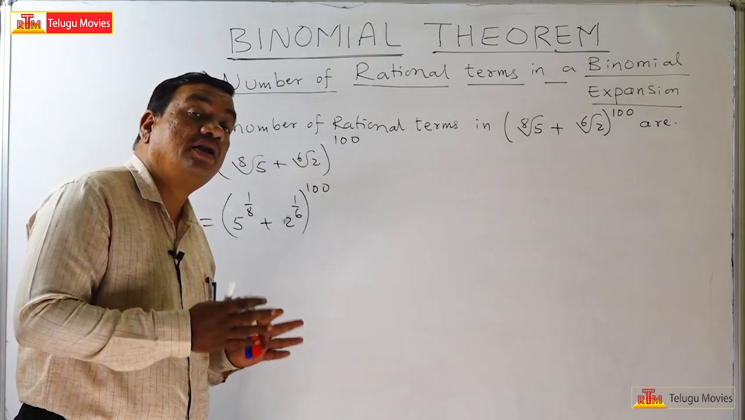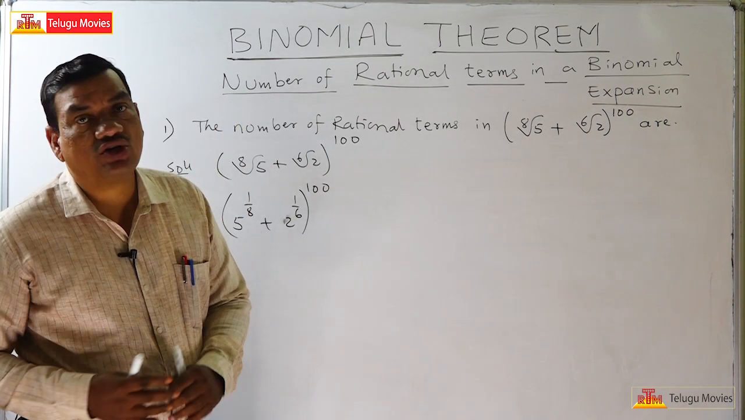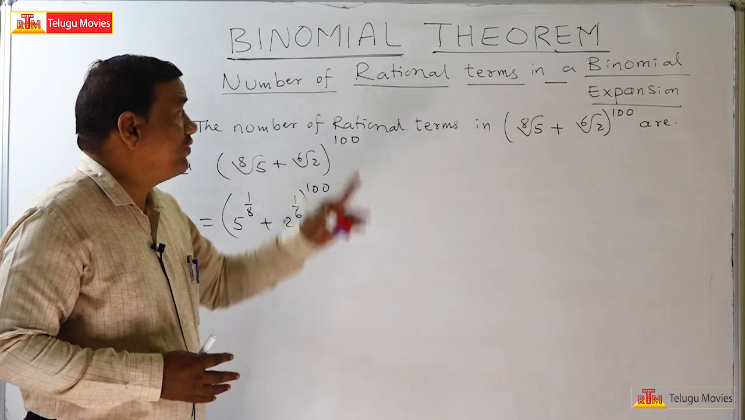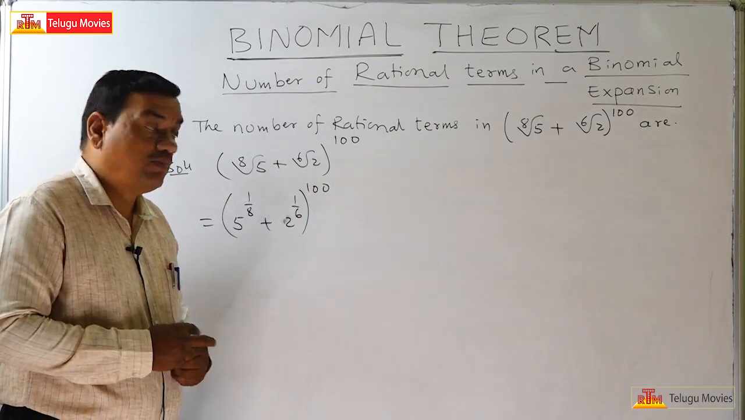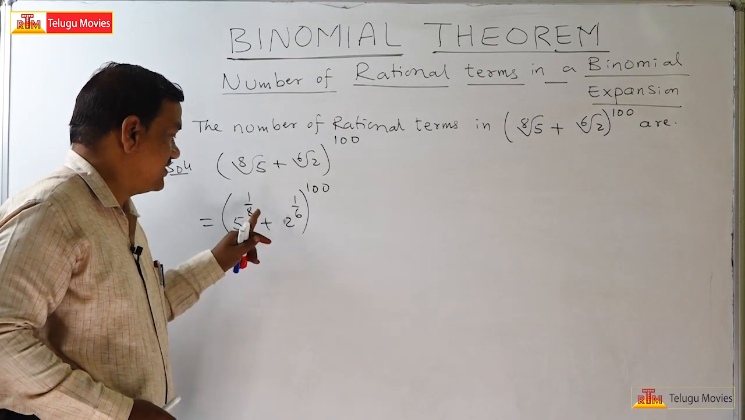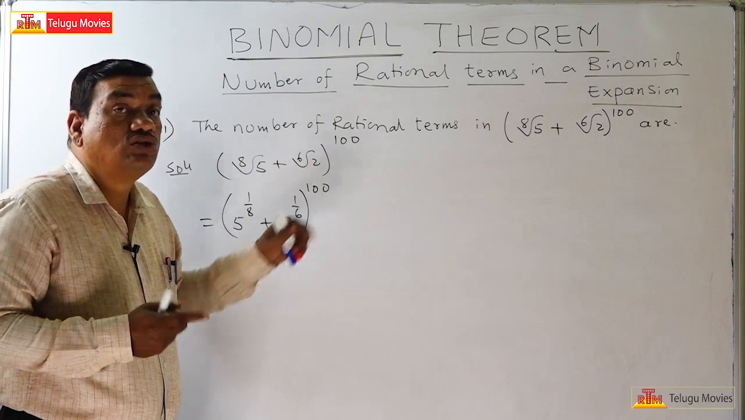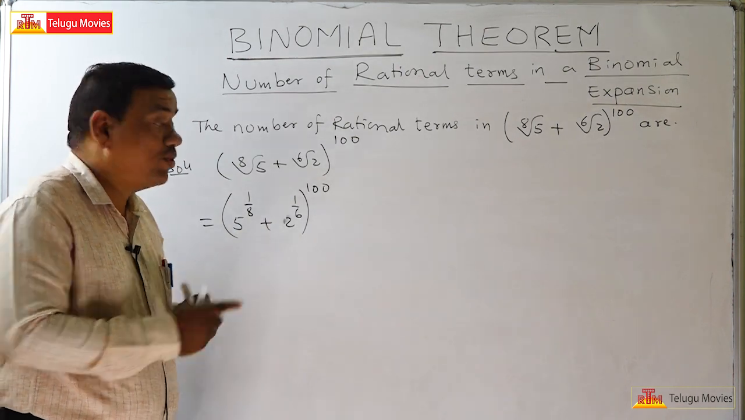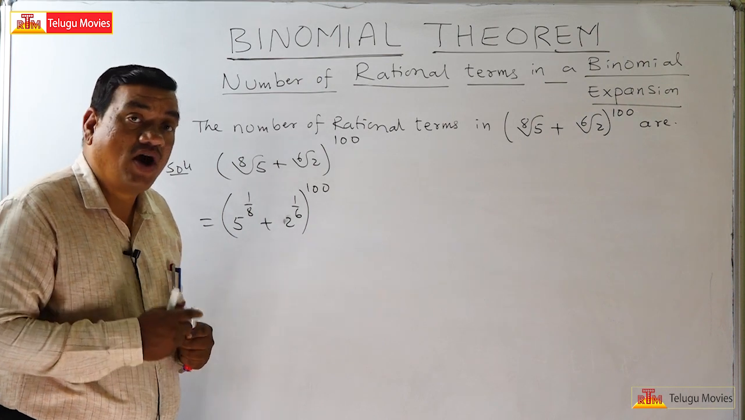In that 101 terms, there will be some rational numbers and some irrational numbers. So how do we find the number of rational numbers? See here, this is the concept we explained. 8 and 6: 8 is not a factor of 100, and 6 is also not a factor of 100. Both 8 and 6 are not factors of 100.